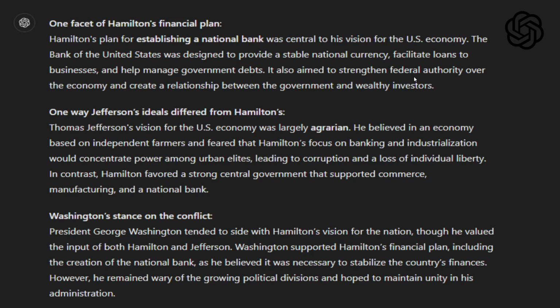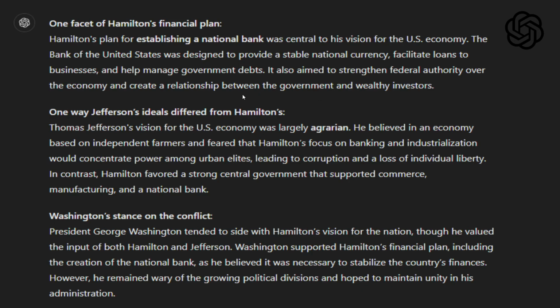It also aimed to strengthen federal authority over the economy and create a relationship between the government and wealthy investors. So that's another important thing to mention if you talked about the national bank: that it aimed to strengthen federal authority over the economy, because we know that Hamilton believed in a stronger federal government, and it created a relationship between the government and wealthy investors.